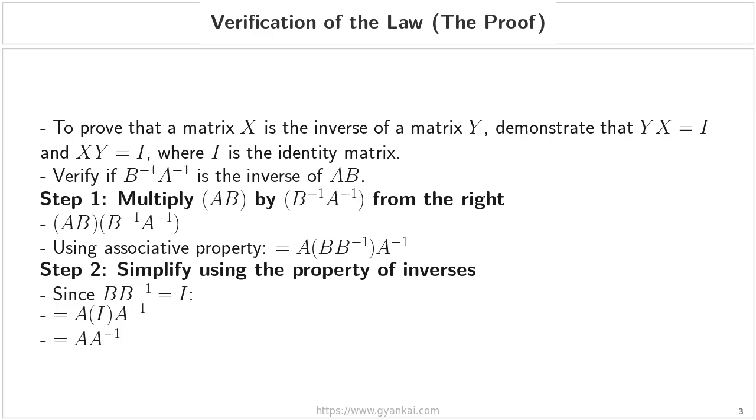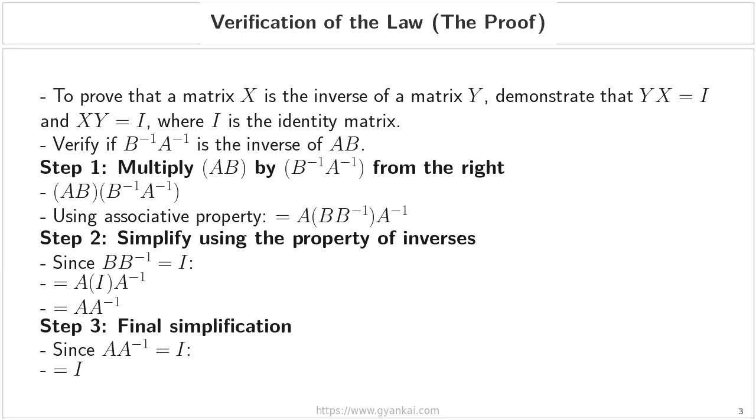Moving to step 2, we simplify this using the fundamental property of inverses. We know that any matrix multiplied by its inverse results in the identity matrix. Therefore, B times B inverse simplifies to I, the identity matrix. This leaves us with A, multiplied by the identity matrix, multiplied by A inverse. Since multiplying any matrix by the identity matrix doesn't change it, this further simplifies down to just A times A inverse. Finally, in step 3, we reach our final simplification.